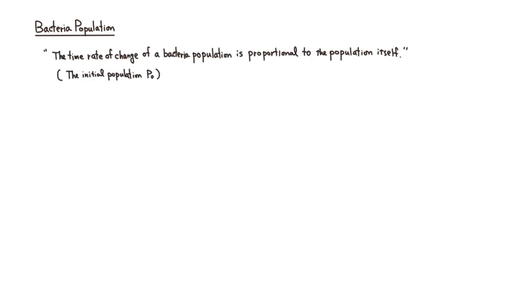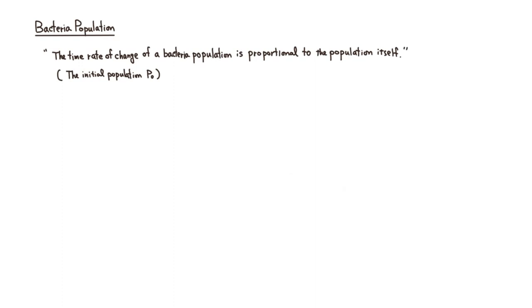All right, let's talk about the bacteria population. Here is the property of the bacteria population. The time rate of change of a bacteria population is proportional to the population itself. It kind of makes sense, right? Because if you have a bigger population, then the population grows faster.